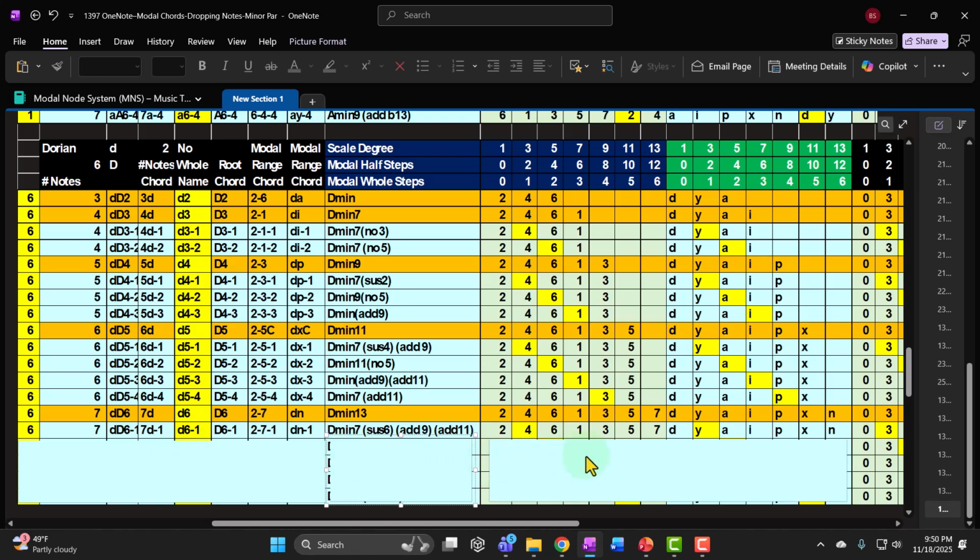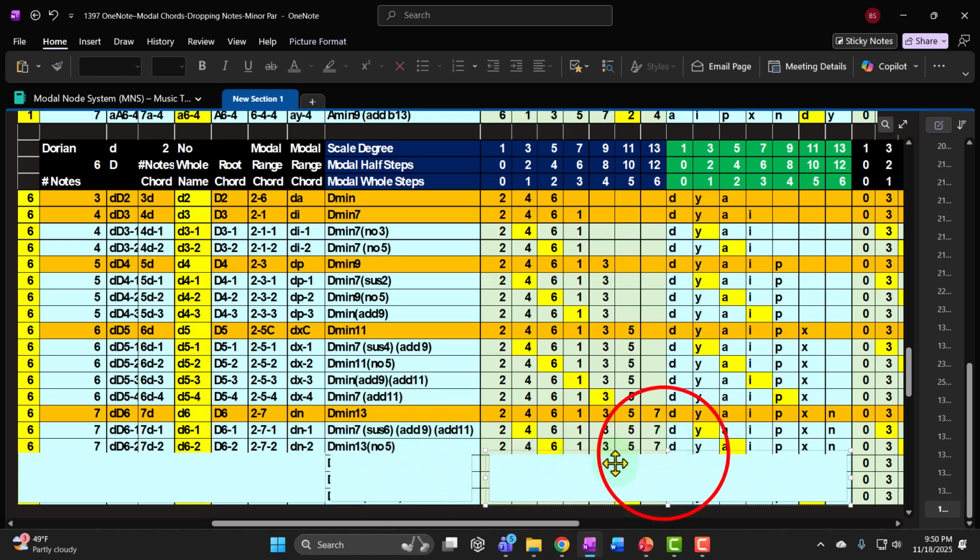If I just use a coordinate system, it would be a 7D -1 or a D6 -1, meaning go 6 modal whole steps up, which is 12 modal half steps, 13th scale degree, drop the 1. That's 1 modal half step up, 1 modal whole step, 2 modal half steps, 3rd scale degree. And then if you want to bring this last node down an octave, you superscript it to -1, giving you the ability to change not the pitch, but the octave. No problem. Nice and easy.